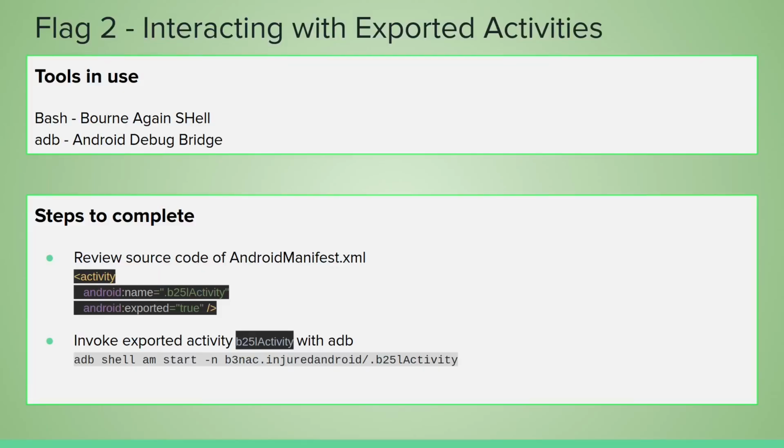Next is flag 2. This flag was designed as an introduction to exported activities. The tools we'll use are bash and ADB, and the steps to complete this flag are reviewing the source code of AndroidManifest.xml and looking for exported activities, then invoking the exported activity for flag 2 with ADB. Now let's go back to JADX.